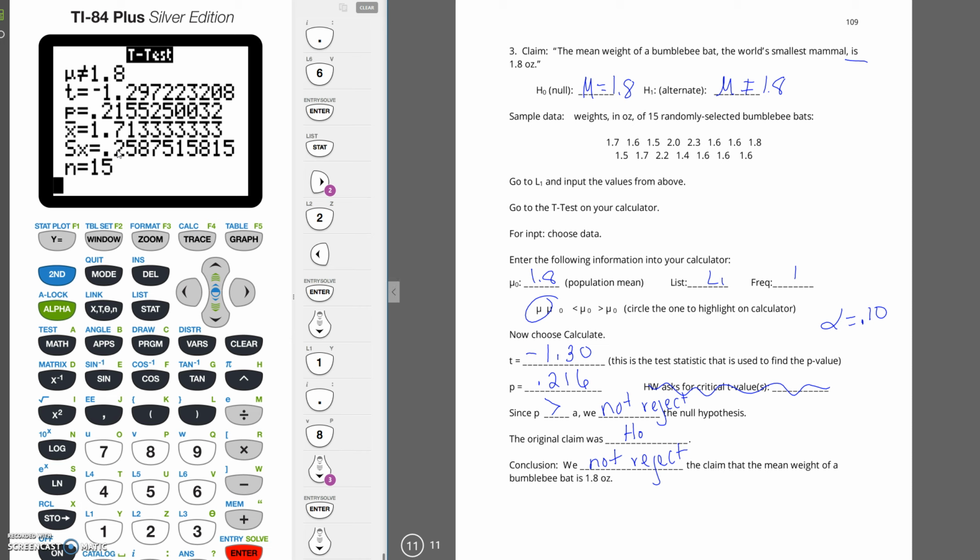Okay, so that was an example where we're given the data, you put it into L1, and then still use that same calculator command.